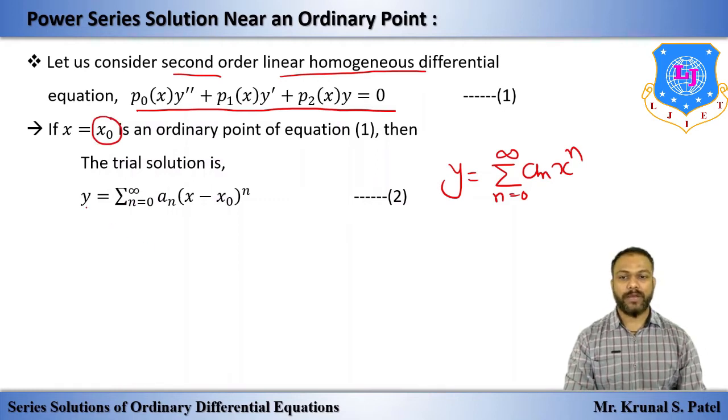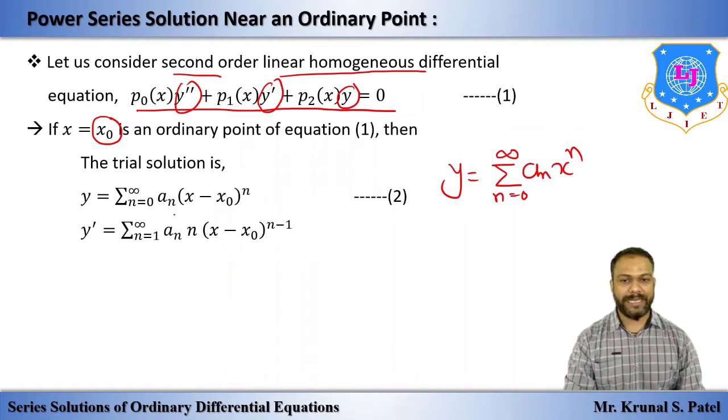Now we will differentiate this y with respect to x two times, because we need y dash and y double dash, and this is our trial solution. We are just taking this solution as a trial. We have y here, so we will find y dash, that means sigma as it is, a n as it is, and the power comes forward and the power becomes n minus 1. But if we put n is equal to 0 here, this term becomes 0, so we will start with sigma n is equal to 1. So you have to remember that in y dash we will start with n is equal to 1.